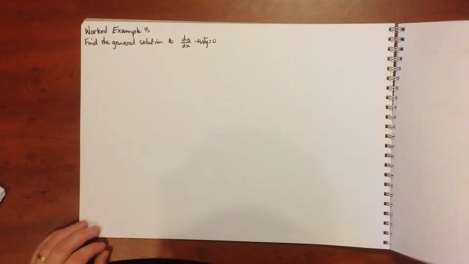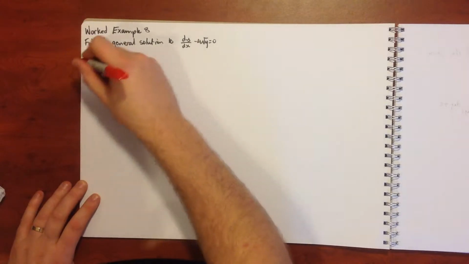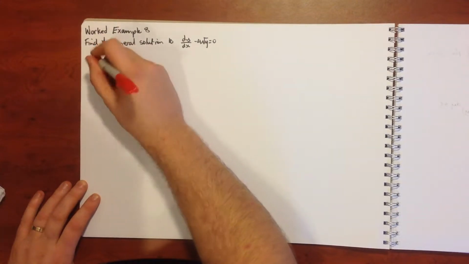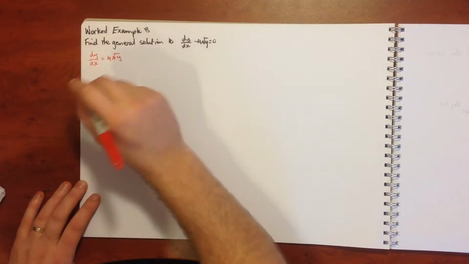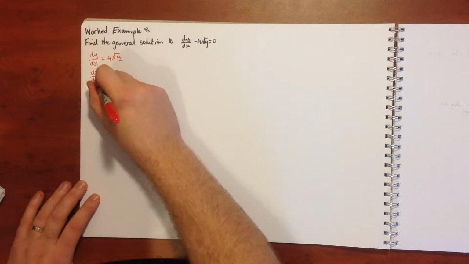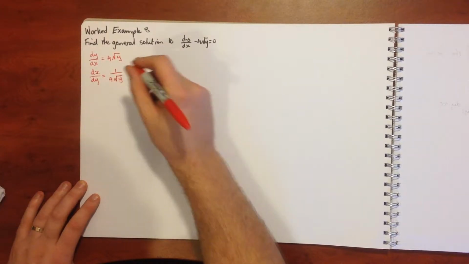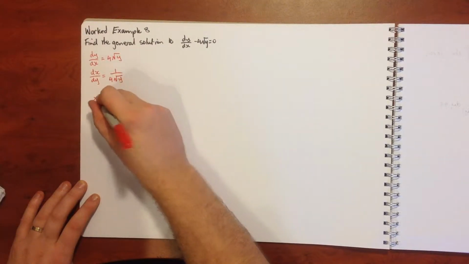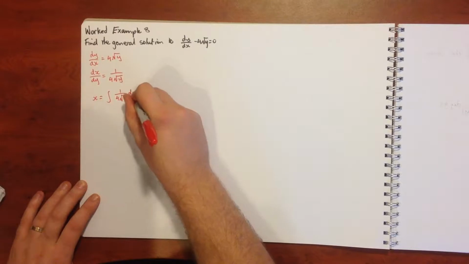So we've got some worked examples we'll have a look at. The first one is worked example 8, which is find the general solution to dy/dx minus 4 times the square root of y equals 0. So what we need to do is rewrite this so we get dy/dx equals 4 root y. Well, that means our dx/dy equals 1 over 4 root y. Then we can integrate, which means we'll get x equals the integral of 1 over 4 root y dy.